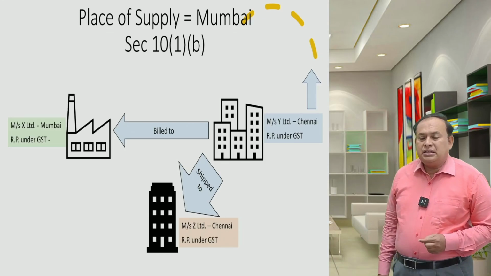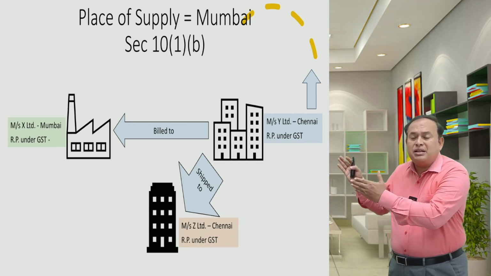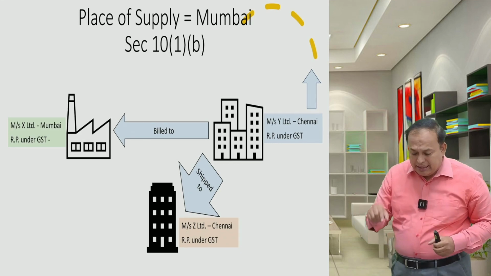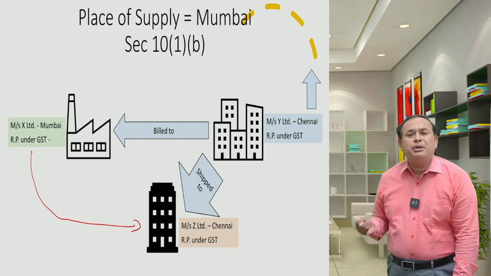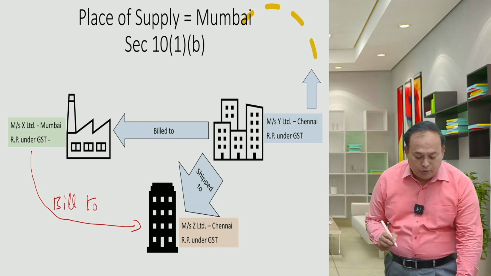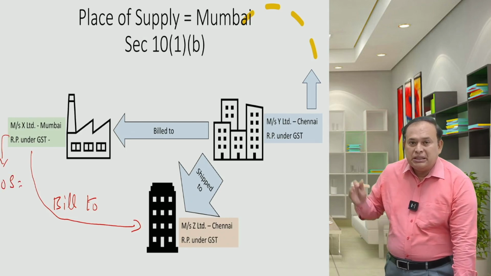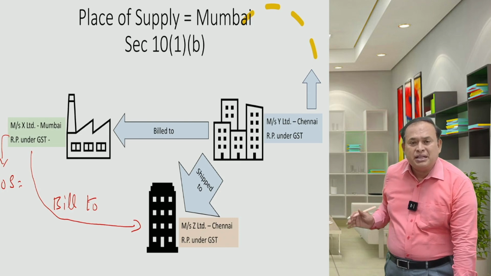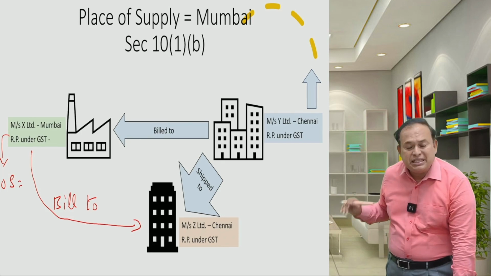Furthermore, I'm referring from here. Now, even in the given case, why did X Limited request Y Limited to send the goods to Z Limited? Because Z Limited is a customer of X Limited. Resultantly, X Limited is going to raise a bill against Z Limited to collect the payment. So now X Limited is raising the bill to Z Limited. If so, for X Limited, what is the place of supply? Here, in the given case, there is a movement of the goods from Y Limited's premises in Chennai to Z Limited's premises in Chennai. If so, where is the movement of the goods terminated? In the premises of Z Limited in Chennai.